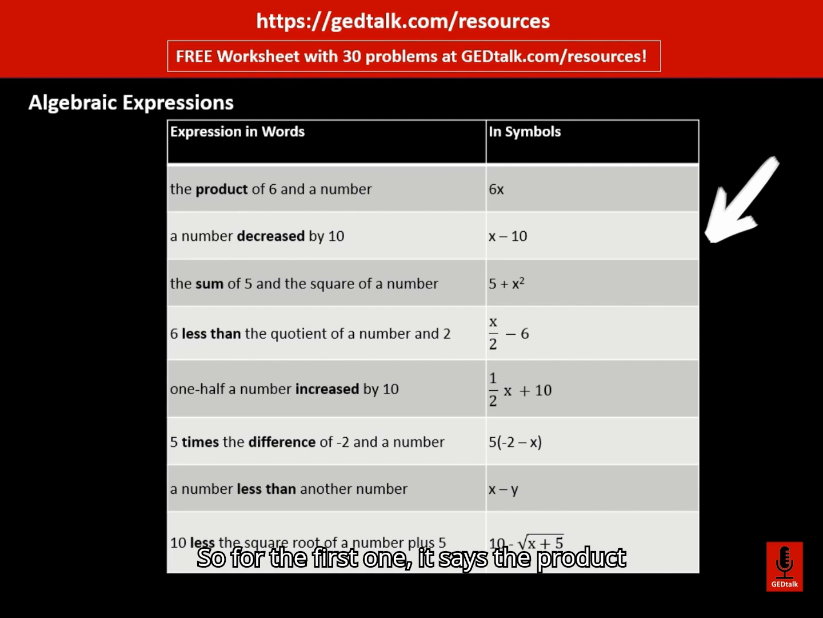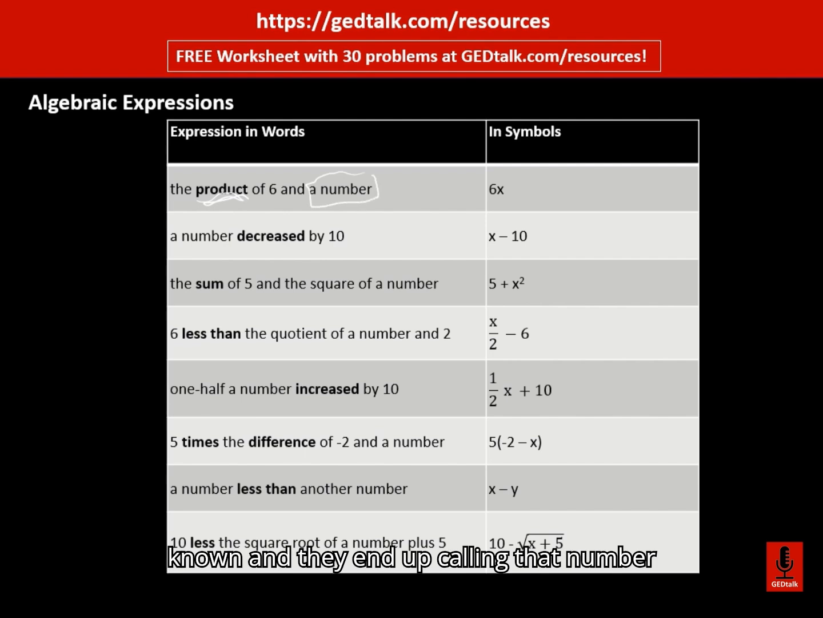So for the first one, it says the product of 6 and a number. And folks, the thing is that in algebra, there's always going to be a number that's not known. And they end up calling that number a variable. A letter stands in its place. And so we see in the symbols, the product of 6 and a number, we have 6x.